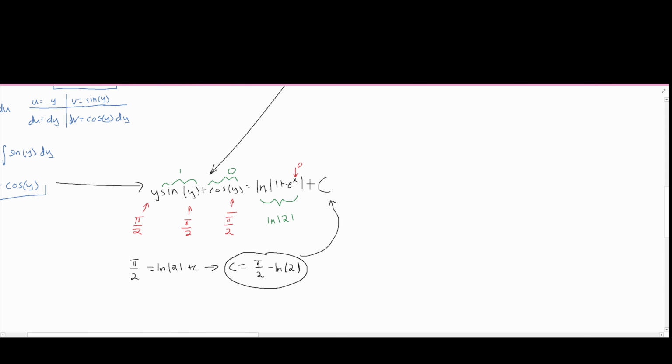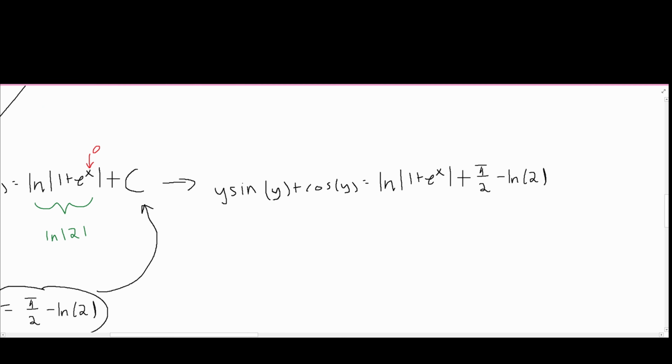After we plug c back into this equation, it's going to give us our answer. So we're just going to have y sine of y plus cosine of y is equal to ln of 1 plus e to the x. These can turn into parentheses since e to the x is always positive, plus pi over 2 minus ln of 2. And that is the final answer.